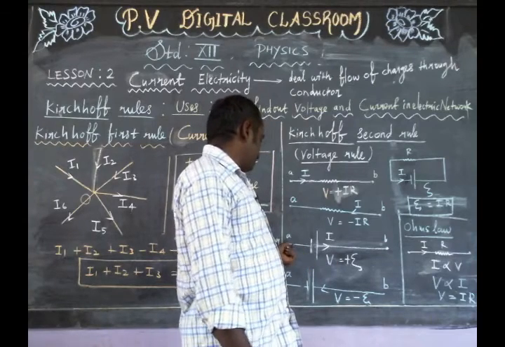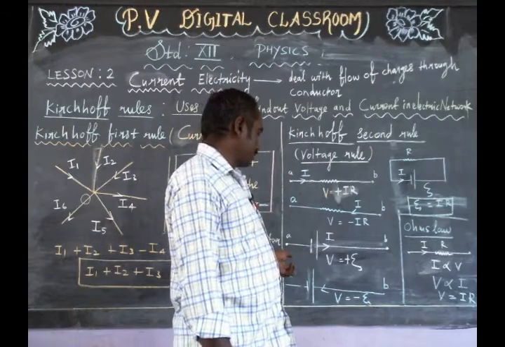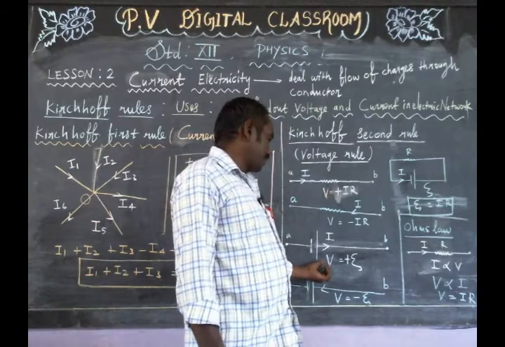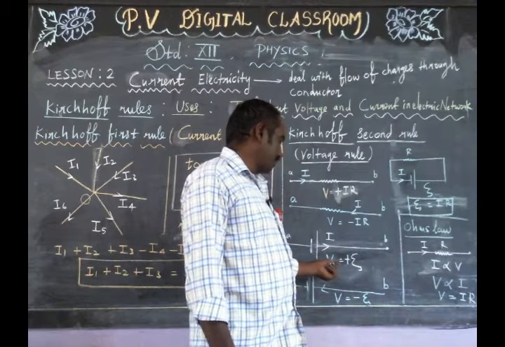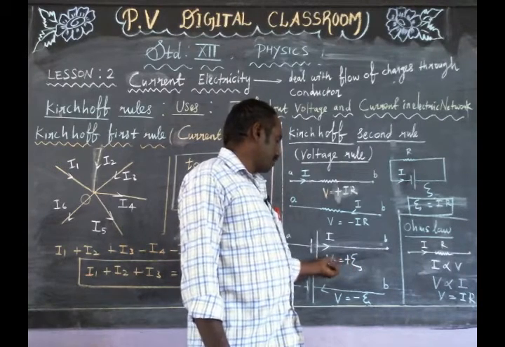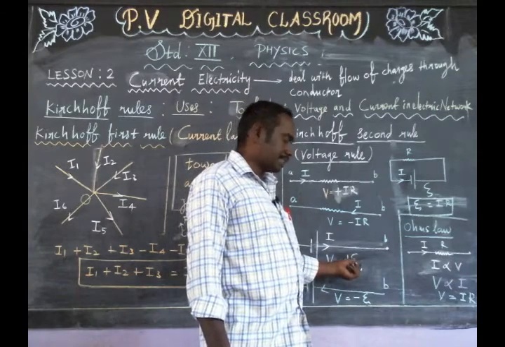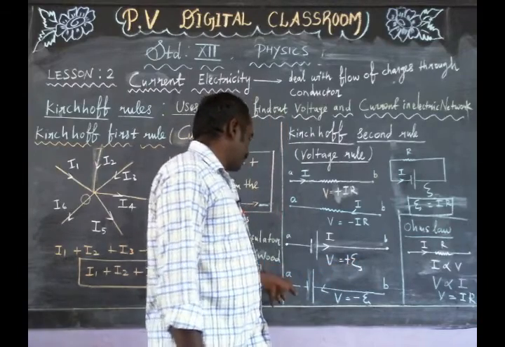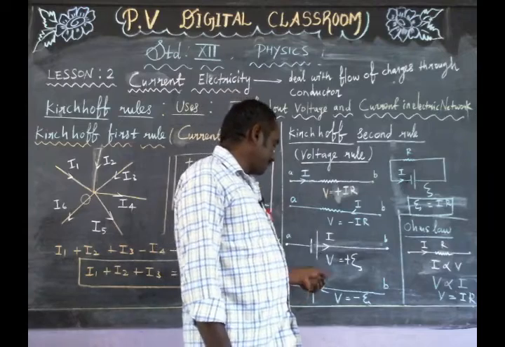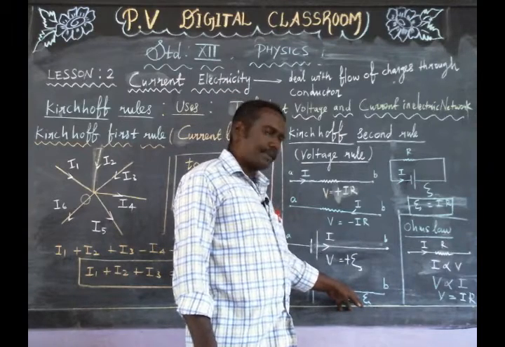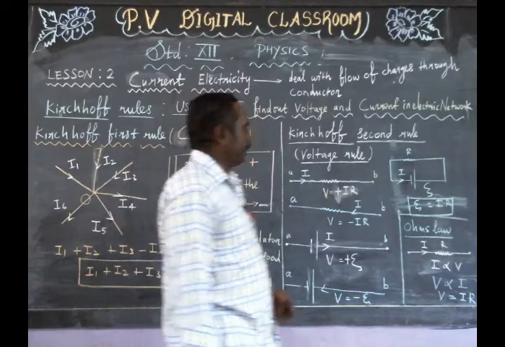The current flowing from A to B is taken as EMF, taken as positive. V means potential difference, said to be EMF and denoted by E. If current flows from B to A, it is taken as EMF value negative.